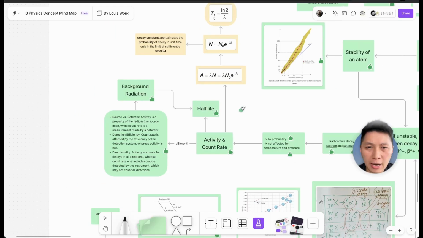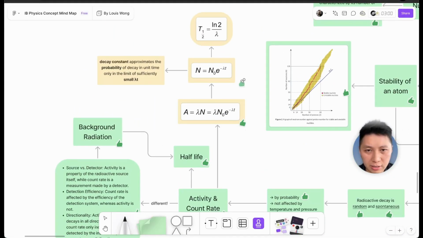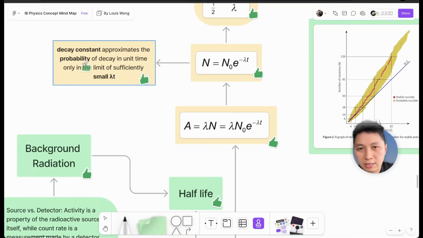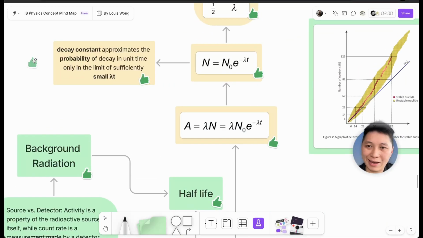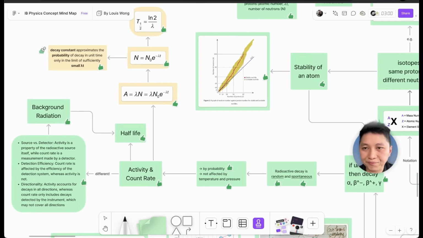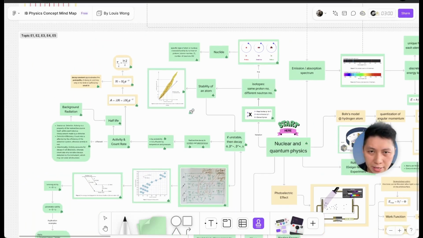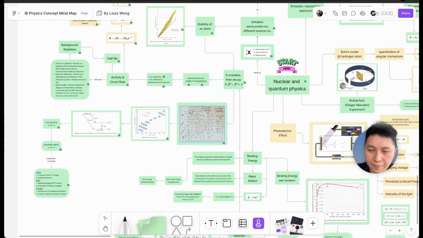And for HL, you need to know all these equations. I think you probably should know them. You also need to know how to handle the math of the exponential function, of course, and the meaning of the decay constant. So lambda is the decay constant. I think you can read the sentence here by yourself. All right, so that should be it for this area.